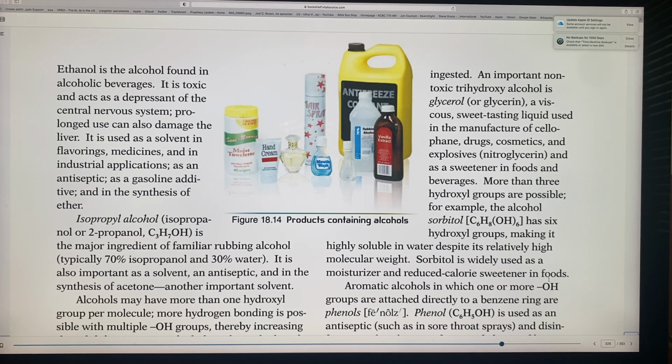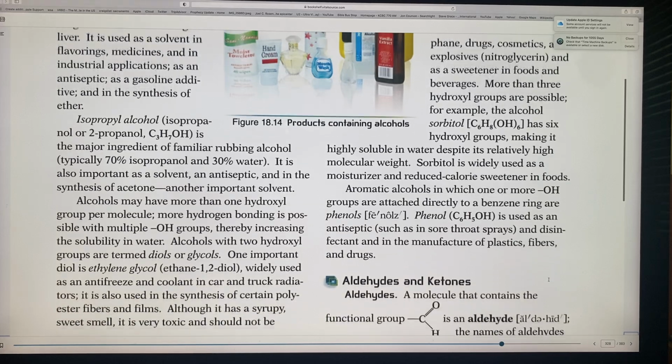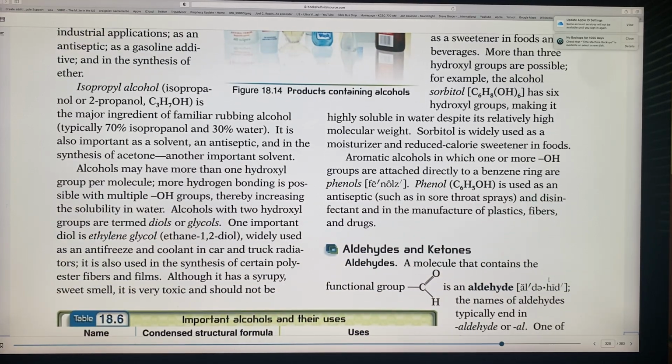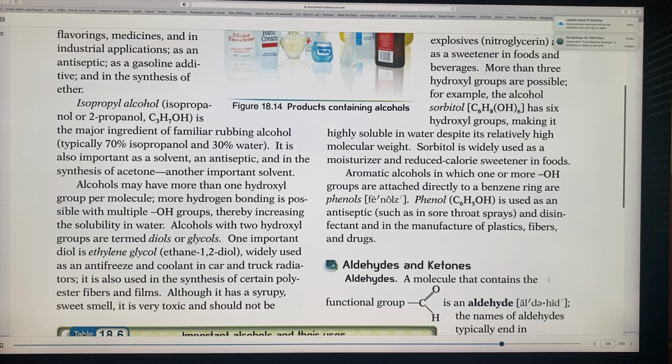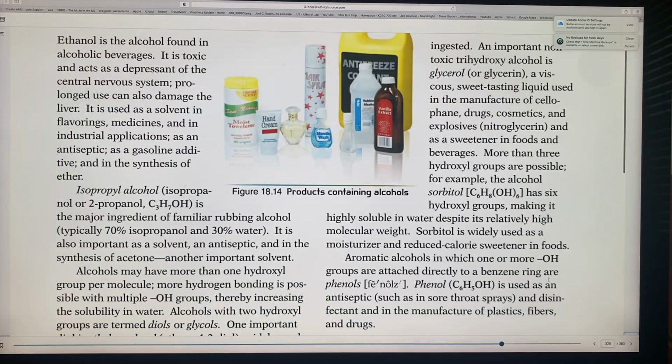Going on, another type would be sorbitol. Here we have 6 hydroxyl groups, making it highly soluble in water. And despite its relatively high molecular weight, sorbitol is widely used as a moisturizer. Here's hand cream, right? Sorbitol. And sorbitol is also a reduced calorie sweetener.